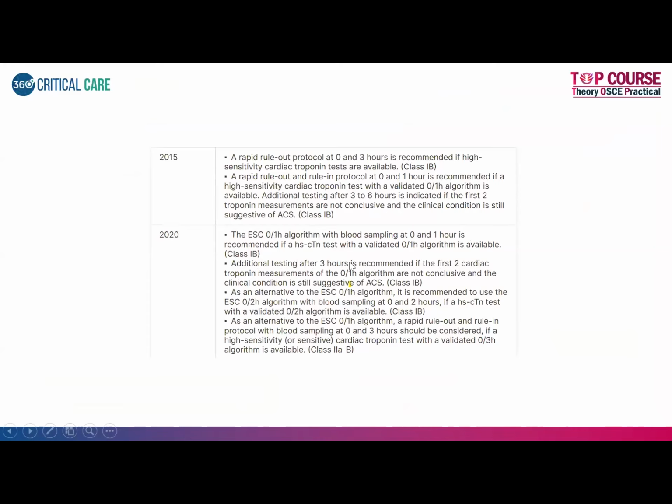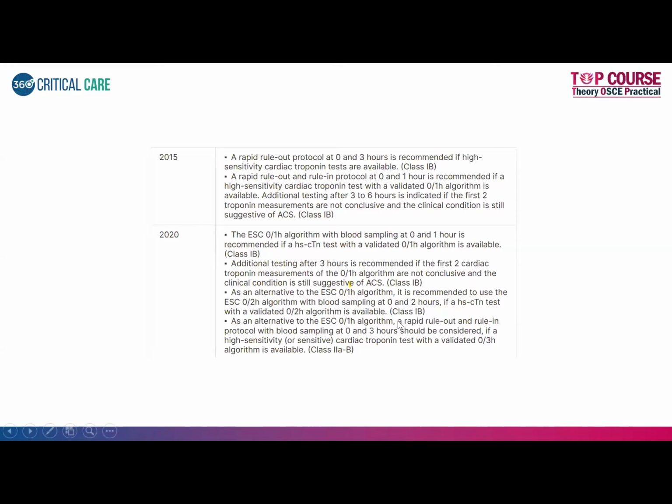Okay, that is the intermediate one where we said 0/1 or 0/2, and then you do it between 3 to 6 hours. As an alternative to the ESC 0/1 algorithm, it is recommended to use the ESC 0/2 algorithm with blood sampling at 0/2 hours. This is mainly for patients who have come after 1 hour. Okay, so 0 hour and 2 hours.